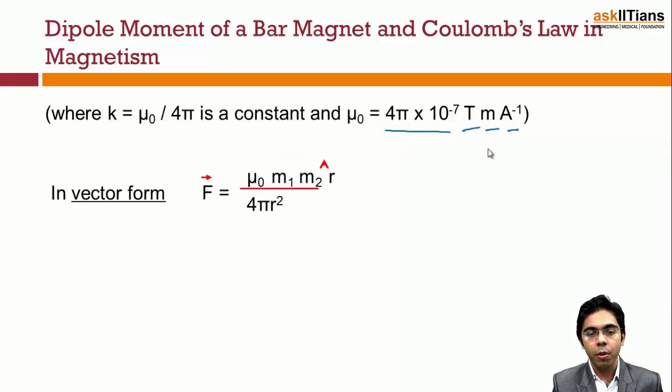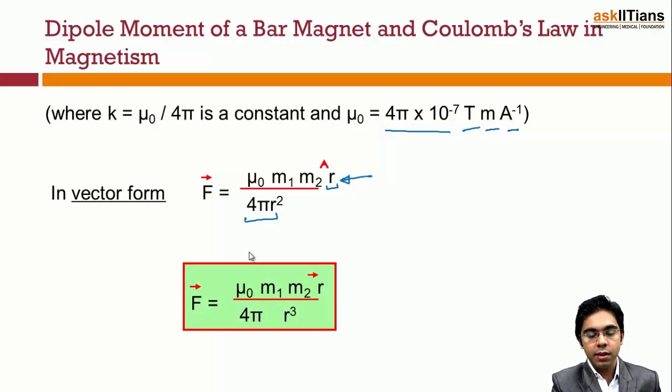In vector form, this force can be written as F vector is equal to mu naught m1 m2 r cap divided by 4 pi r square. That means this shows the direction of the force. So whether it is attraction or repulsion, this force will be along the r cap. Let's proceed. This can be written as F vector is equal to mu naught by 4 pi m1 m2 r vector divided by r cube.